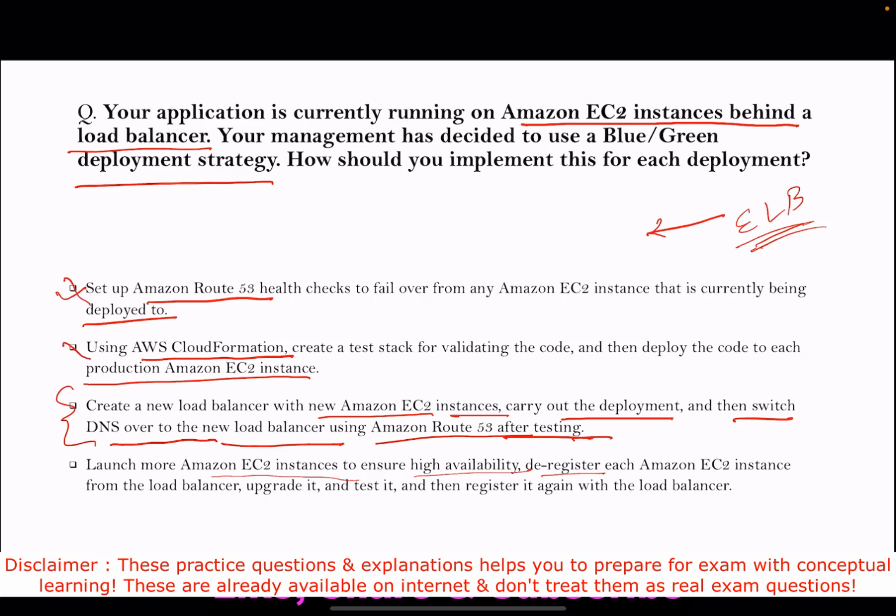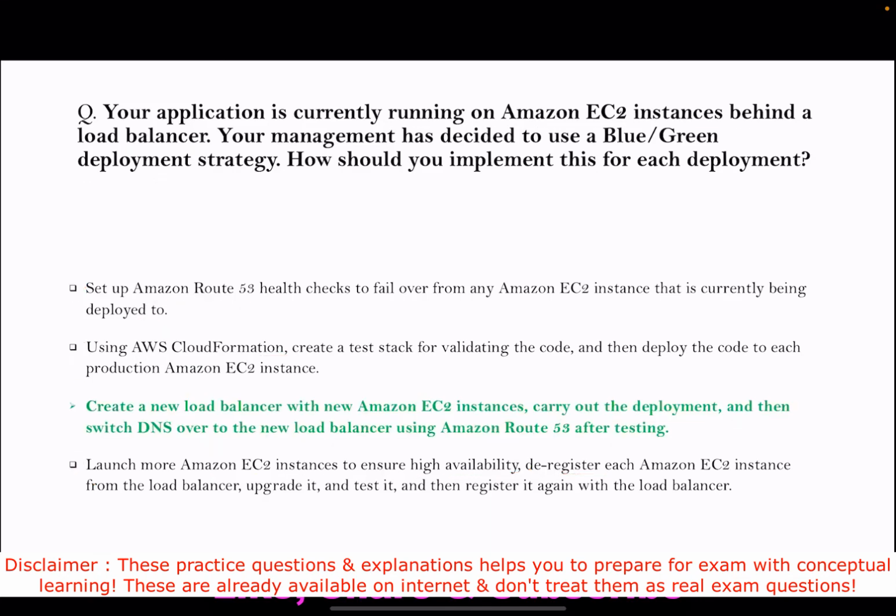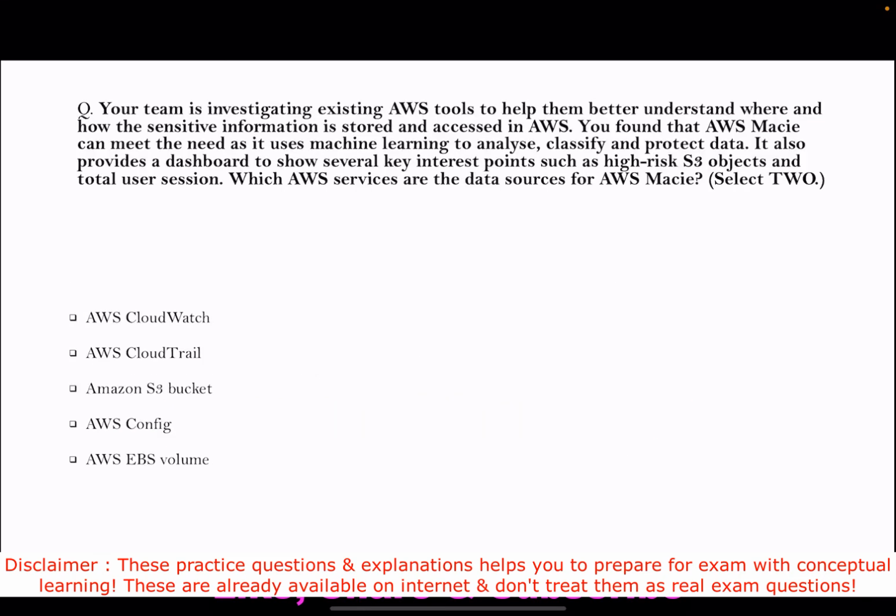This option is not correct because we need to have a production stack with the changes which will run side by side. So that is also not correct. This is also not correct because this is not a blue-green deployment scenario. Okay, so we cannot control which user will go to the EC2 instances. So that's why our answer will be the third one. Just note it down. Let's talk about the next question.